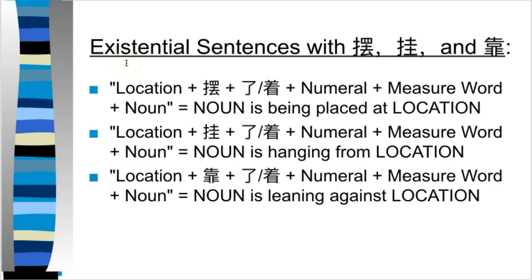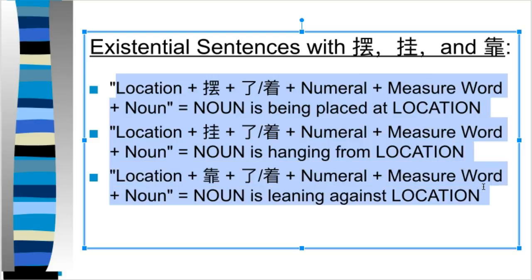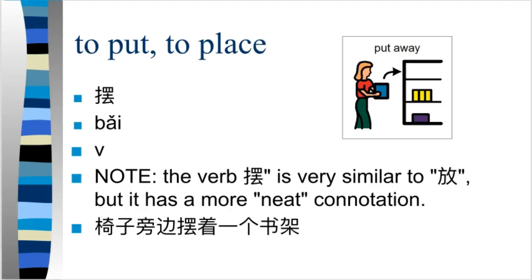So with 摆, 挂, and 靠, you can break down that general existential sentence structure into specific structures. 摆 means a noun is being placed at a location. 挂 means a noun is hanging from a location. And 靠 means a noun is leaning against a location. Okay, let's look at some examples.